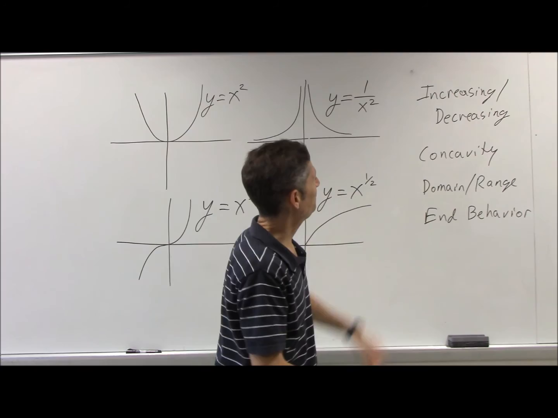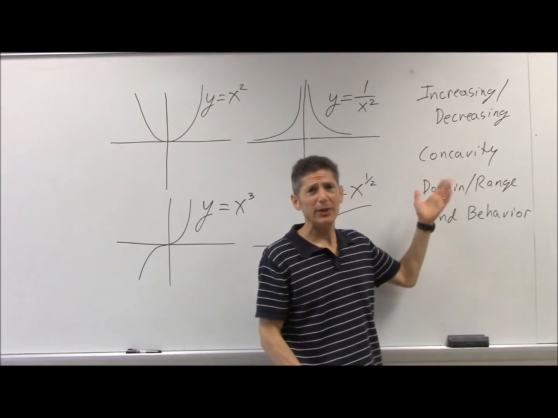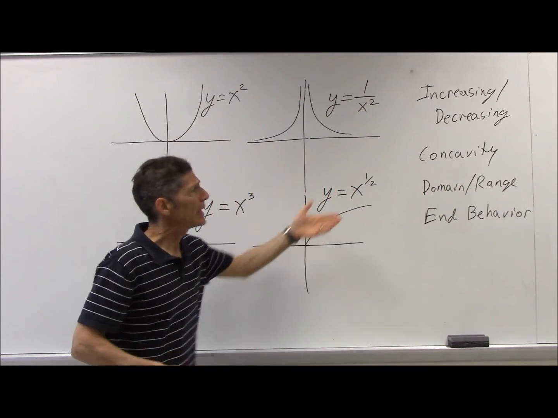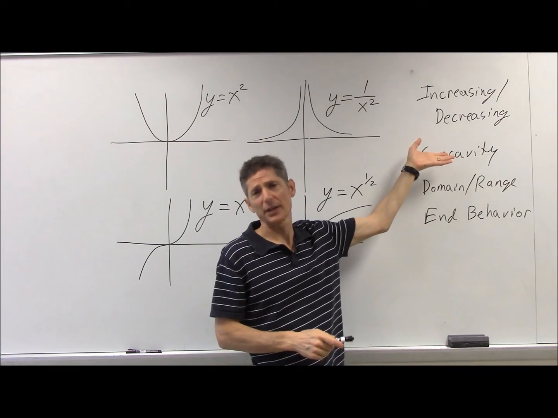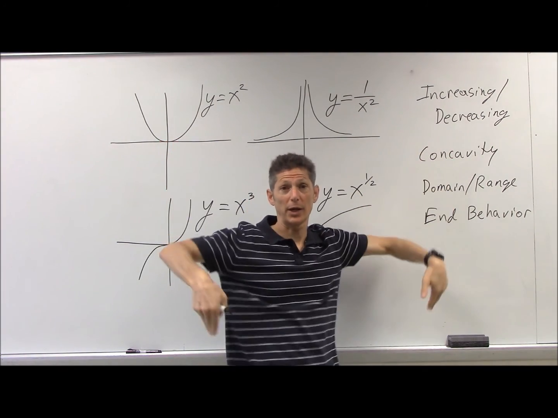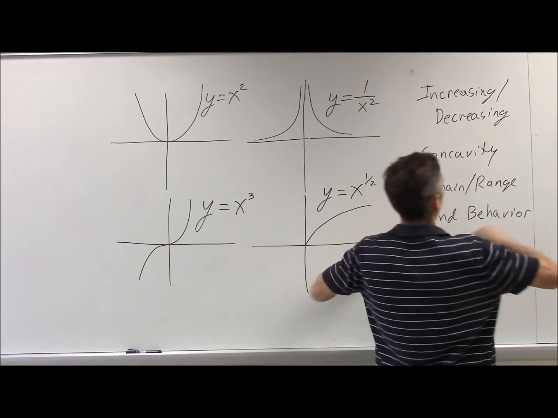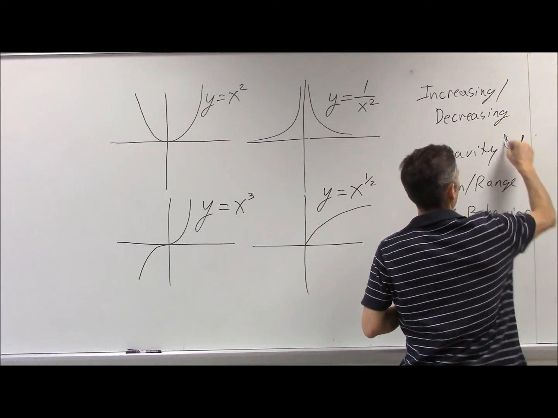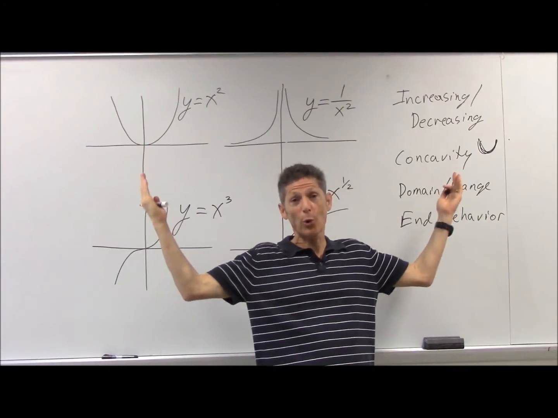Confusing. Okay. All right. Let's talk about concavity a little bit. Concavity is either described as concave up or concave down. Concave up functions look like a U, or some portion of a U.